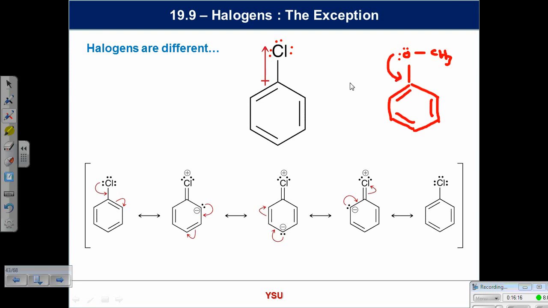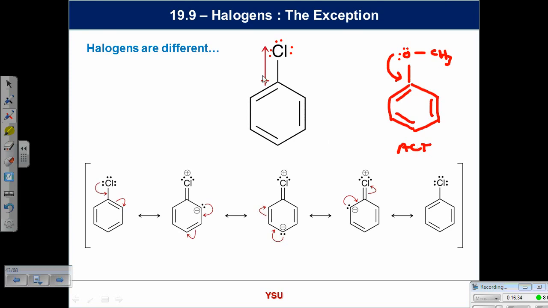That enhances the nucleophilicity. It also stabilizes carbocations when you go ortho-para. The problem with this is that it's actually deactivating. Over here is activating. The halogens are deactivating. All that means is that they react slower than benzene. The rate of reaction is slower than benzene.